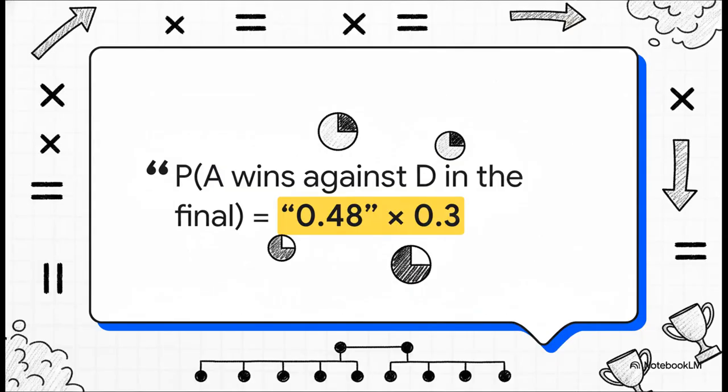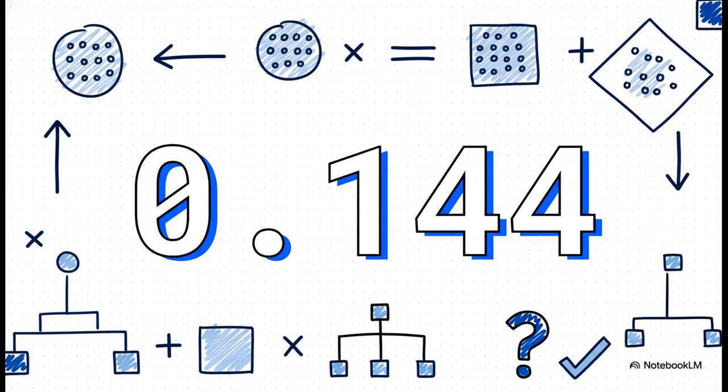For the last step in this scenario, we take the probability of this final happening, our 0.48, and we multiply it by the probability that A actually wins against D, which we know is 0.3. 0.48 times 0.3 gives us 0.144, and that is the total probability for our entire second scenario.